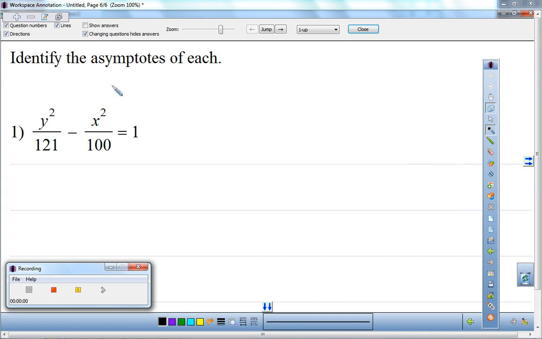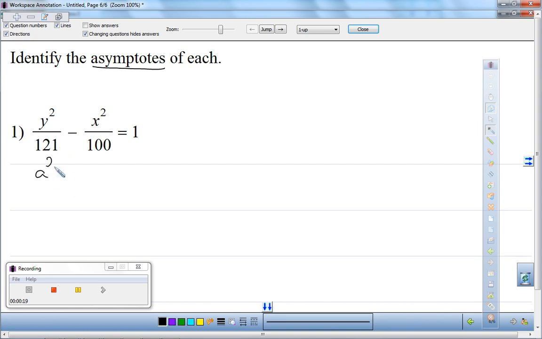Alright, we're going to find the asymptotes, or actually the equations of the asymptotes of this hyperbola. Now, in the equation of a hyperbola, a squared always comes before b squared. It doesn't matter which one's larger; it's about which one's positive. So a squared in this case is equal to 121.